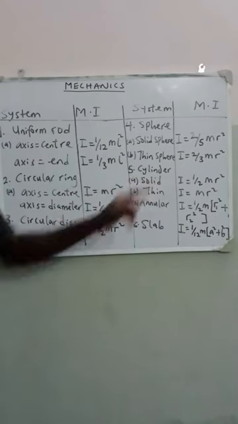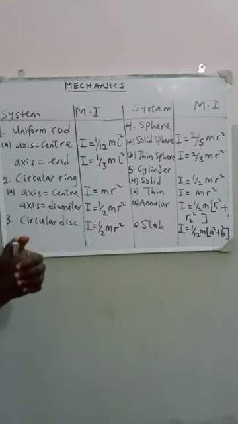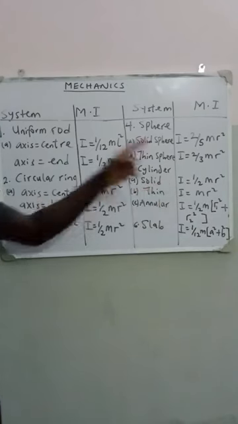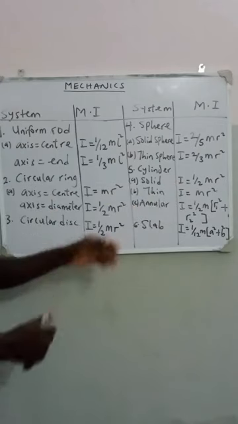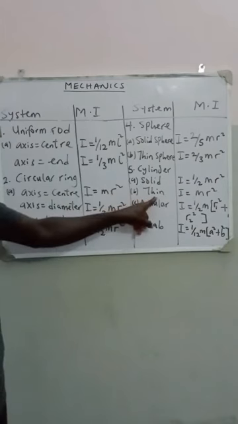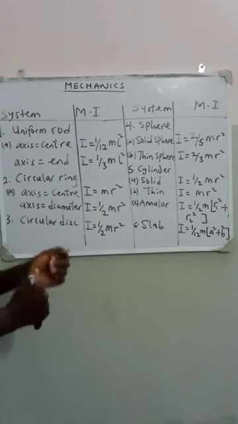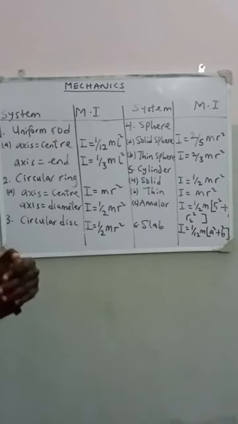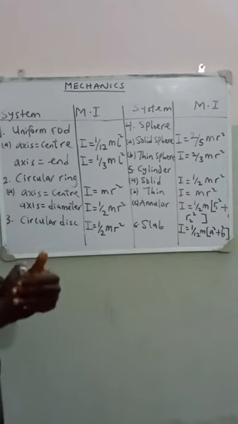Also, number 5, for a cylinder. If the cylinder is a solid cylinder, our moment of inertia becomes 1/2 mr squared. If it is a thin cylinder, our moment of inertia becomes mr squared. And if it is an annular cylinder, our moment of inertia becomes 1/2 m times (r1 squared plus r2 squared).